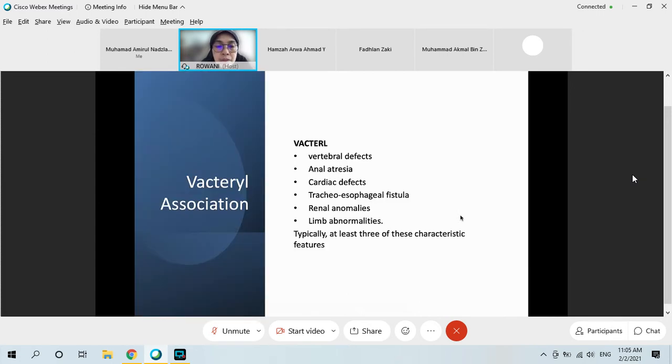An example is VACTERL association, where there are vertebral anomalies, anal atresia, tracheoesophageal fistula, a cardiac defect, renal anomalies, and limb deformities. There is a wrong spelling.